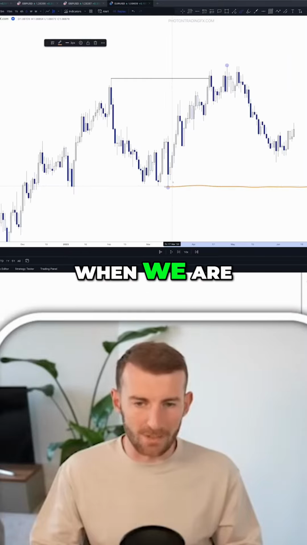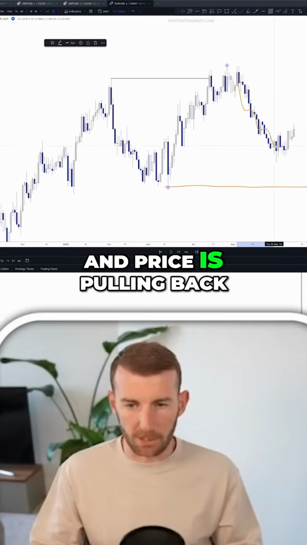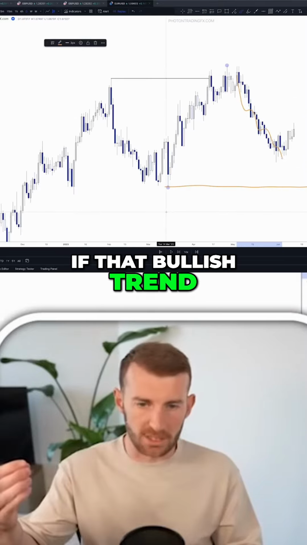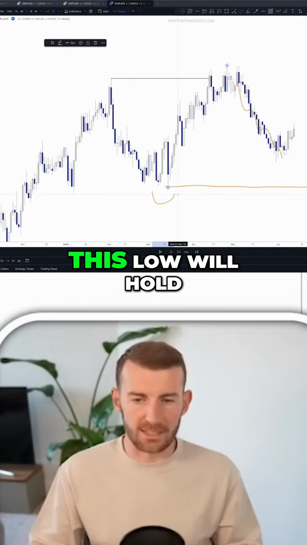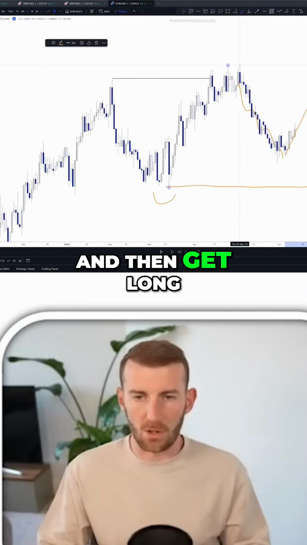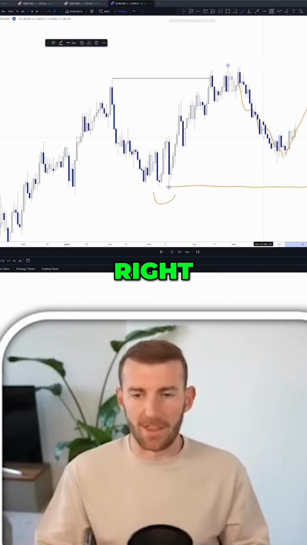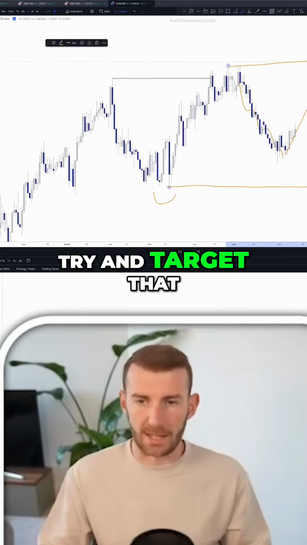So when we are in a bullish market and price is pulling back, if that bullish trend is going to continue, our expectation is that this low will hold, right? And we can try and then get long once we think the pullback is over, right? Then we can look to get long and try and target that weak high, right?